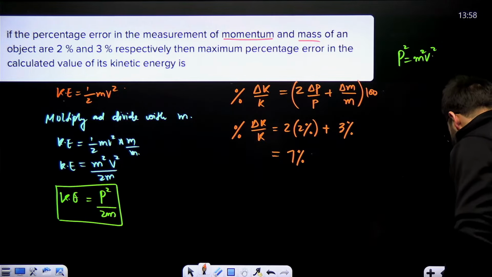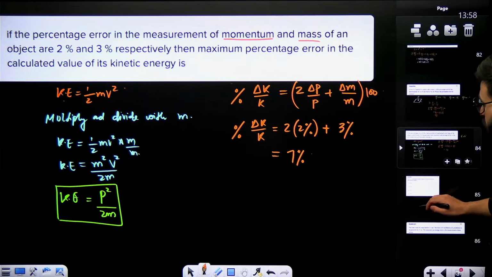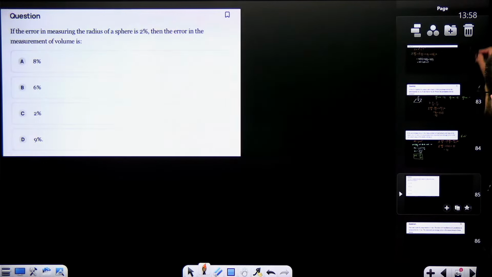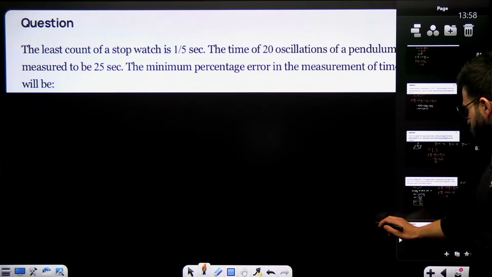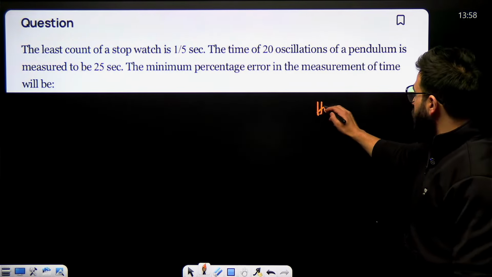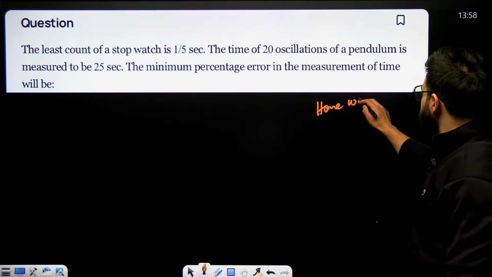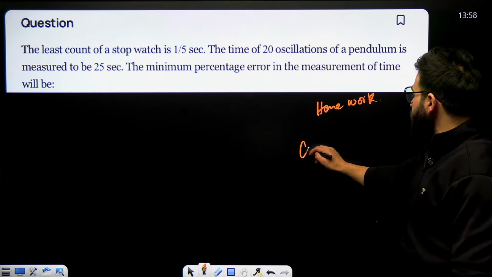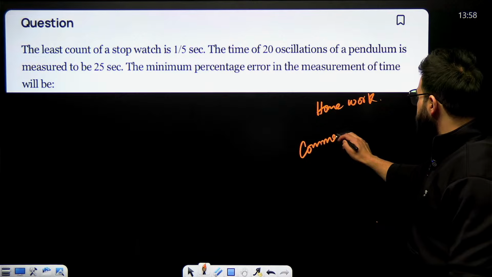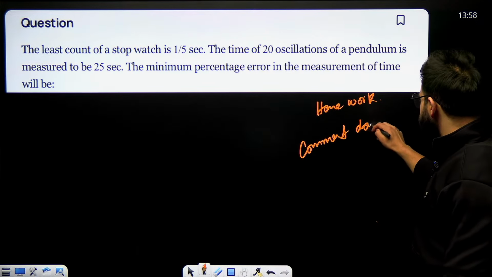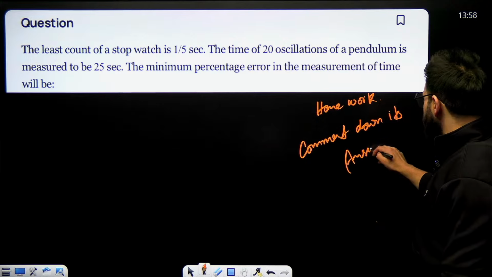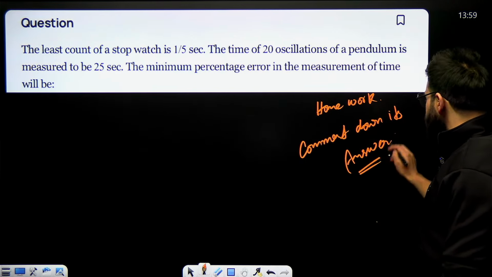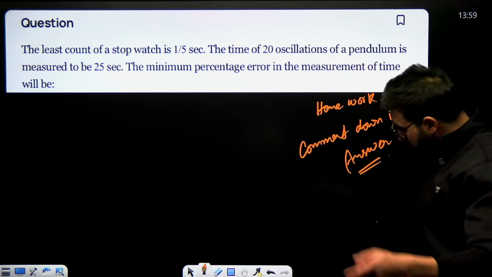This question we already did, so I'm deleting this. This is your homework. Do let me know the answer of this question in the comments down below.